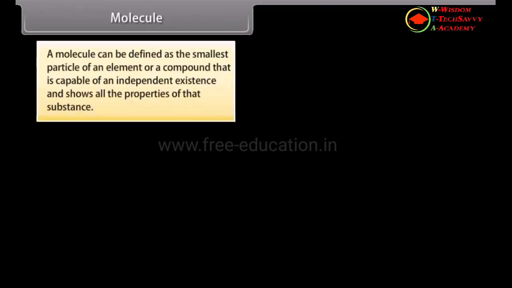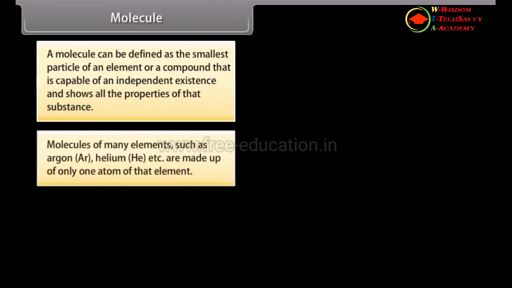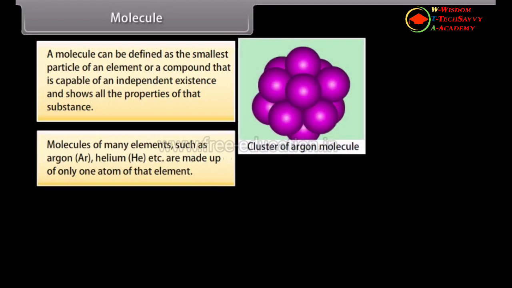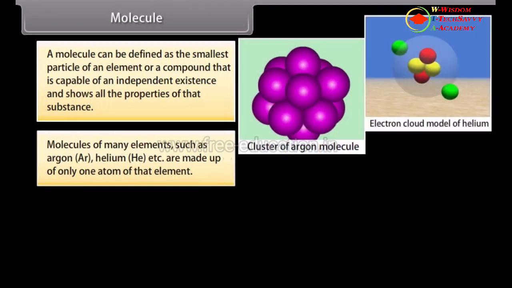Molecule. A molecule can be defined as the smallest particle of an element or a compound that is capable of an independent existence and shows all the properties of that substance. 1. Molecules of many elements such as argon, Ar, helium, etc. are made up of only one atom of that element.